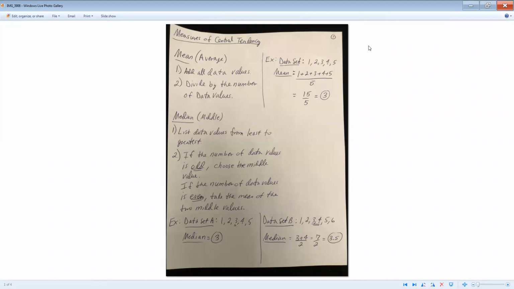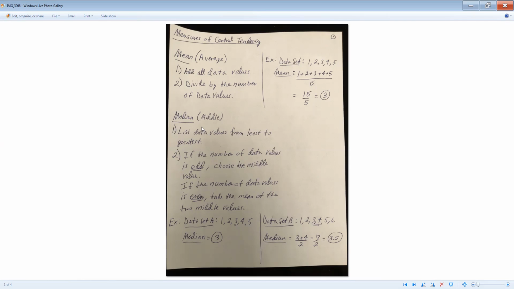Okay, so this video starts off talking about measures of central tendency. So the mean, which is another word for average, you calculate in the same way you would calculate the average. You add up all the data values and divide by the number of data values that you have. A simple example: if my data set was 1, 2, 3, 4, 5, add all of those together and divide by 5 because I have 5 data values. So 15 divided by 5 is 3. So the mean or the average would be 3.